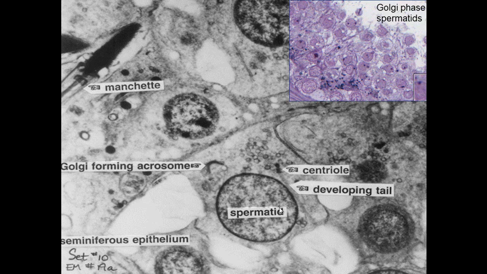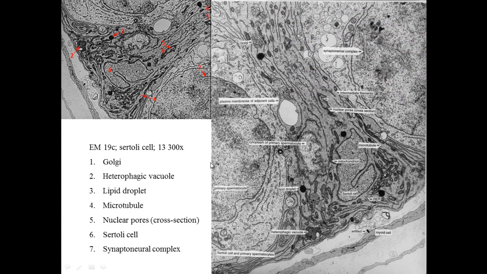So this spermatid is the same as these guys here, with a little acrosomal vesicle forming up there. So these are Golgi phase spermatids.